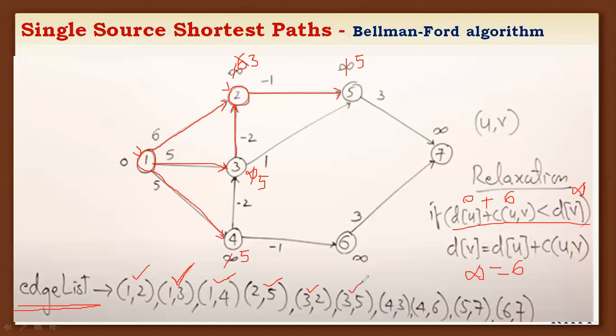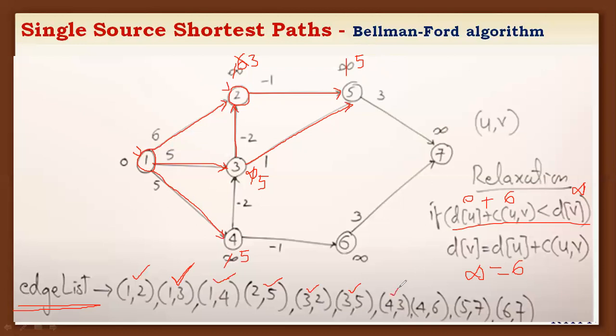Next, compare the edge 3 to 5. You need to find the minimum cost distance from 3 to 5. So the cost from 3 to 5 is 5 plus 1, which is 6. Compare 6 with 5. Which one is minimum? 5 is minimum. Then there is no change.